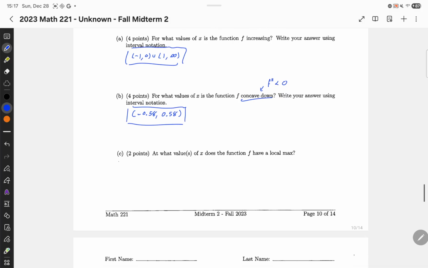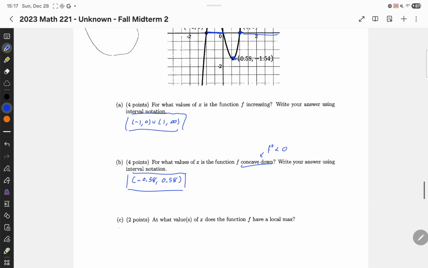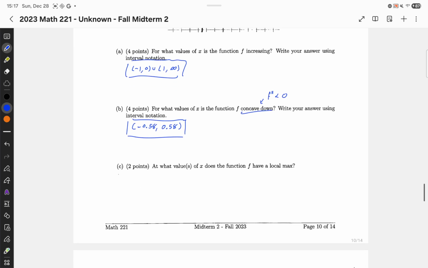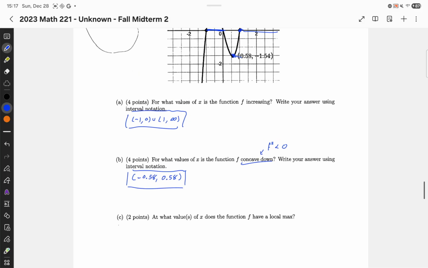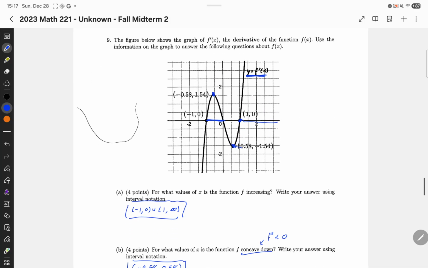And now for part C, at which values of x does the function have a local max? So remember, to have a local max, we have to have a positive derivative up until a point, and then a negative derivative coming out. And so let's go ahead and look at it: the derivative will be 0 at our critical points, or our potential extrema. So let's go ahead and look at each critical point.